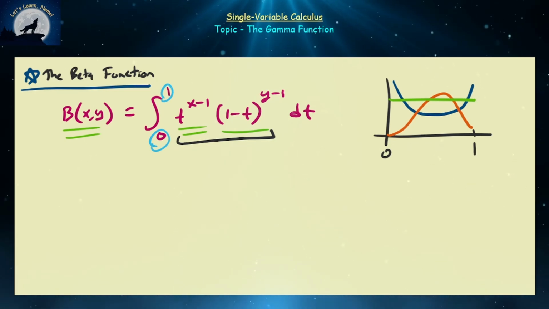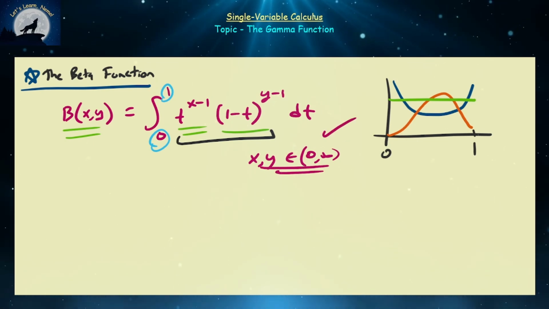But for any x and y, provided that x and y are both positive, so as long as x and y both belong to 0 to infinity, then this function, beta of x, y, will be defined. So the first thing that I want to do is to represent this beta function in another way. In particular, I'm going to use a substitution. I'm going to use t equals 1 over 1 plus s.